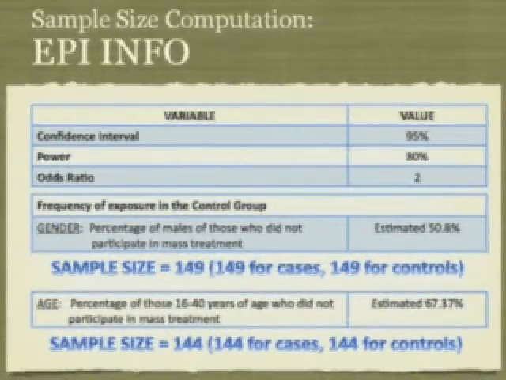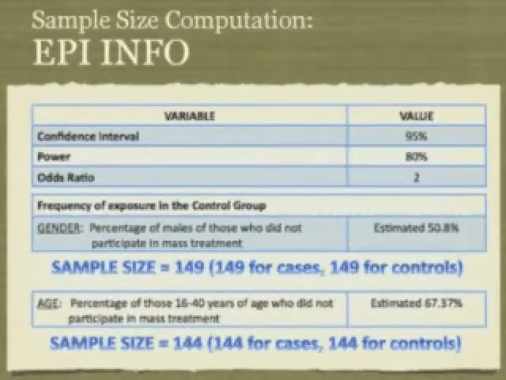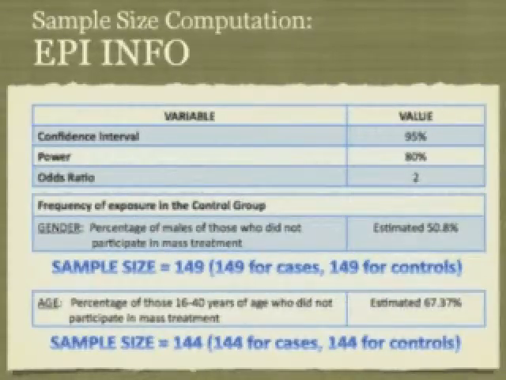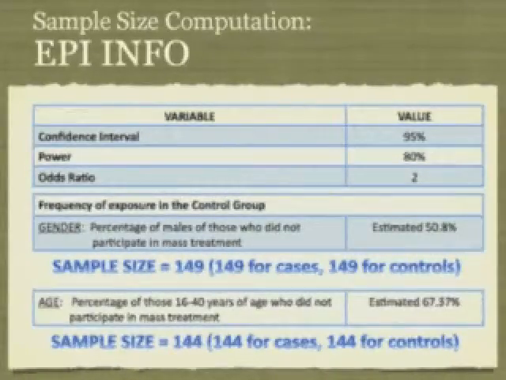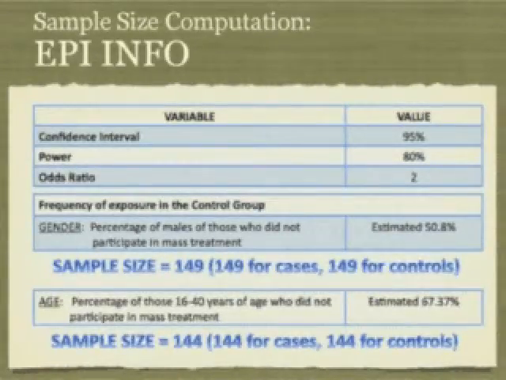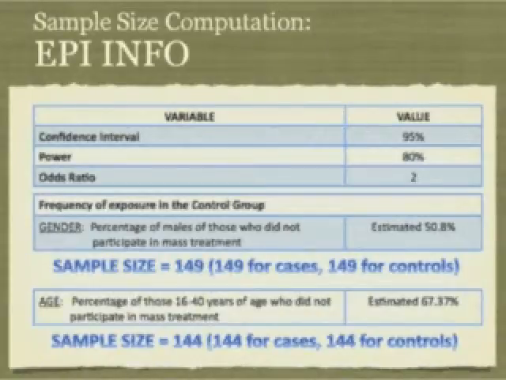On the other hand, using age as the factor, the frequency of exposure of those 16 to 40 years old who did not participate in mass treatment was estimated to be 67.37%, resulting in a sample size of 144. That is, 144 for cases and 144 for controls. The group chose the higher sample size of 149.